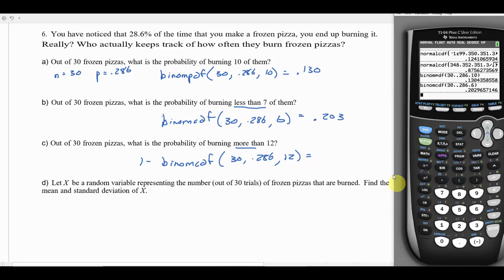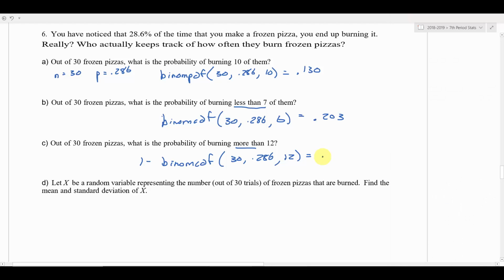All right, so we're going to do 1 minus, and I'll go to distribution, down to my binom CDF option. And everything stays the same. I'm going to change the x value to 12 here. And we get 0.060. So the probability of burning more than 12 is about 6%. It means you probably won't burn more than 12.